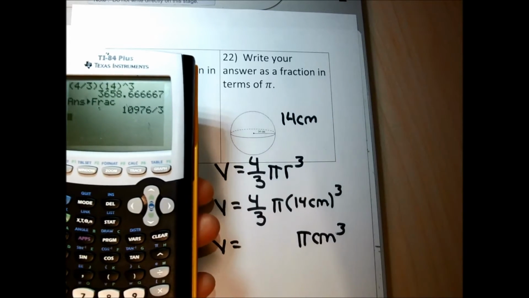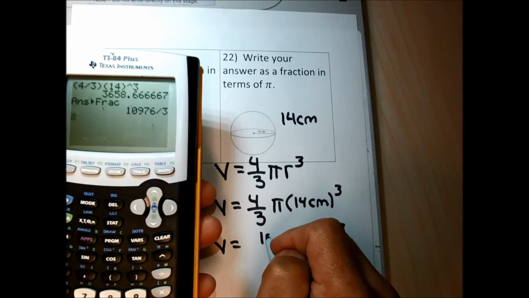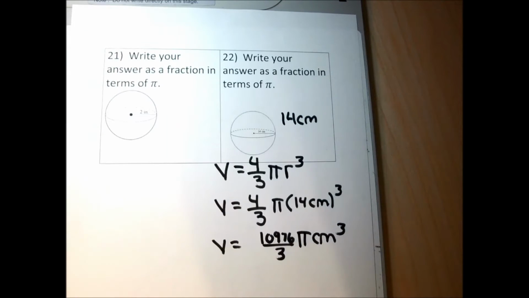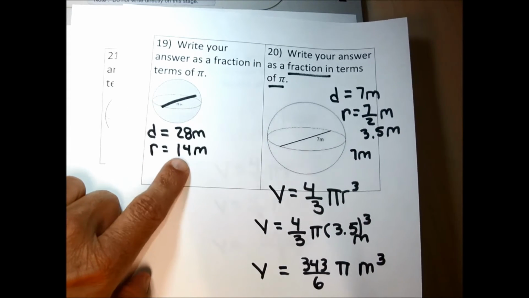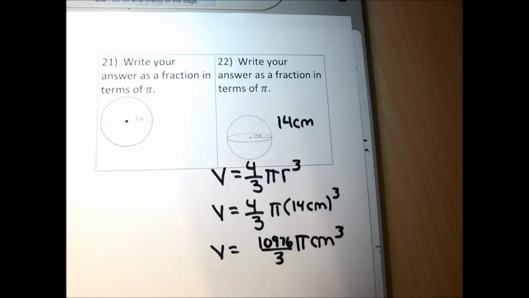And I get 10,976 over 3, exactly your answer from the last problem. It's exactly your answer from the last problem, because in your last problem, your radius was 14 meters, and here it's 14 centimeters. The number is the same, the unit's different. All right, so give 21 a go. Getting closer to the end of this section.